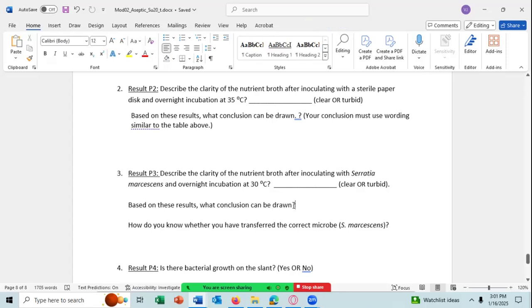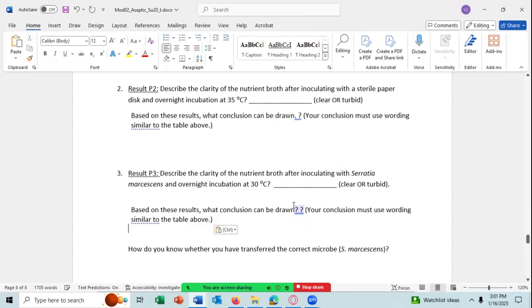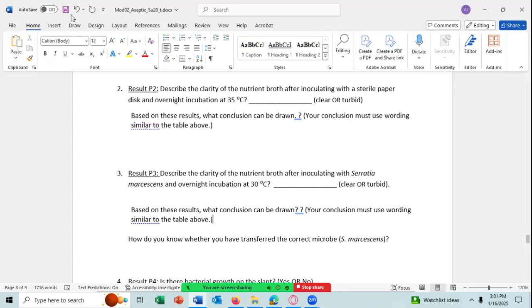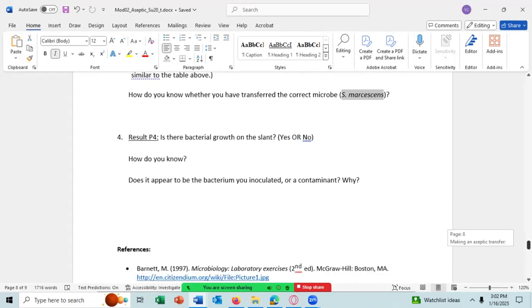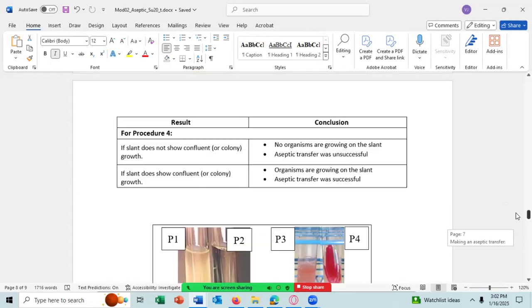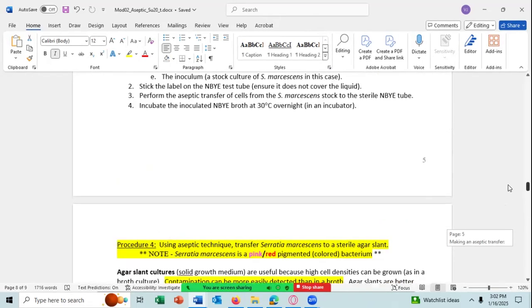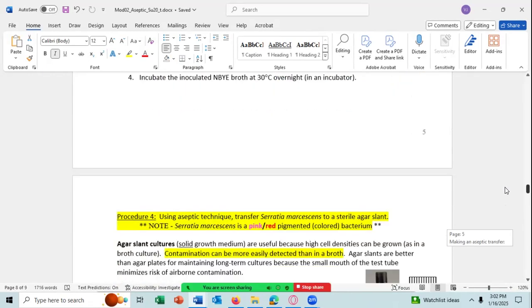Once again, you must use wording that's similar to the wording in the table above. And how do you know, procedure 3C, you have to answer this one too. How do you know whether you have transferred the correct microbe, Serratia marcescens? All right, any question about that? If not, let's go on to procedure 4.